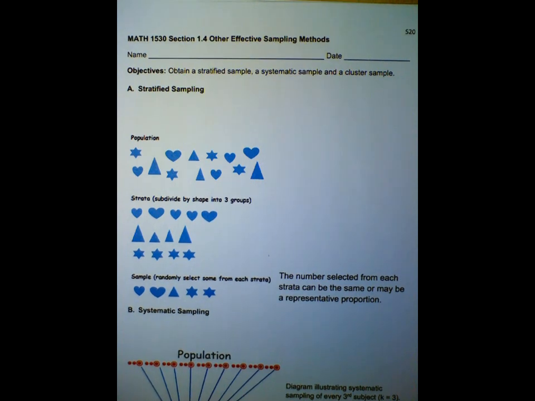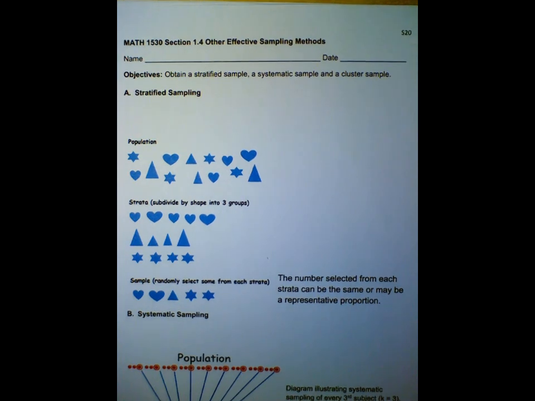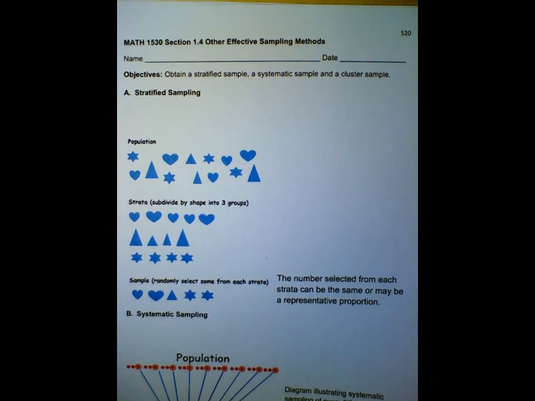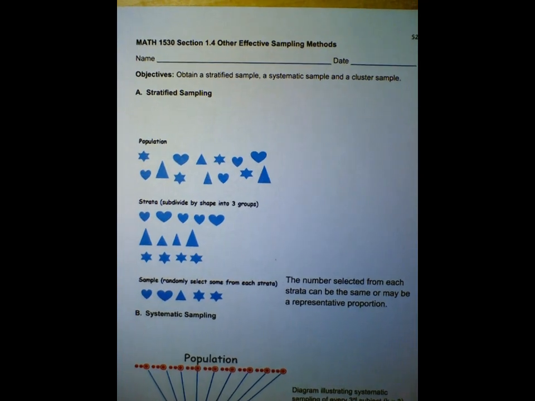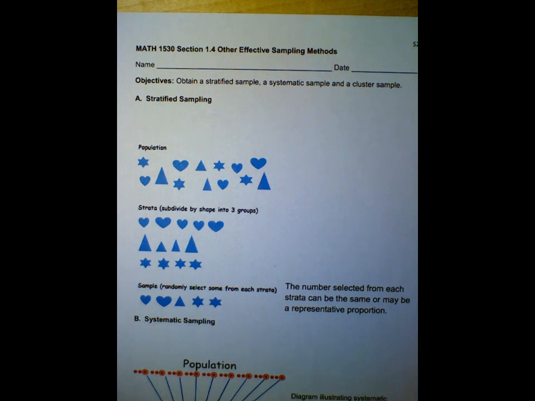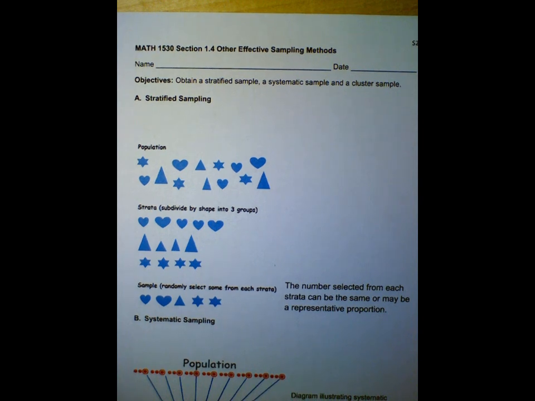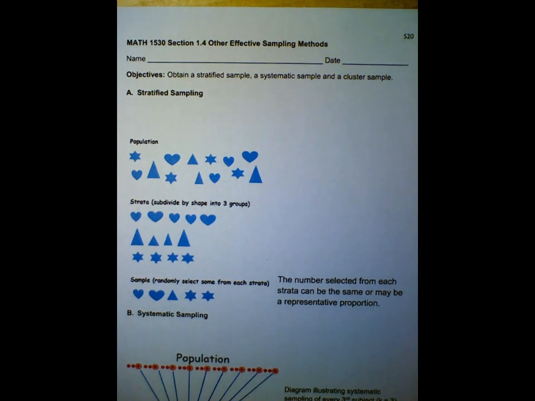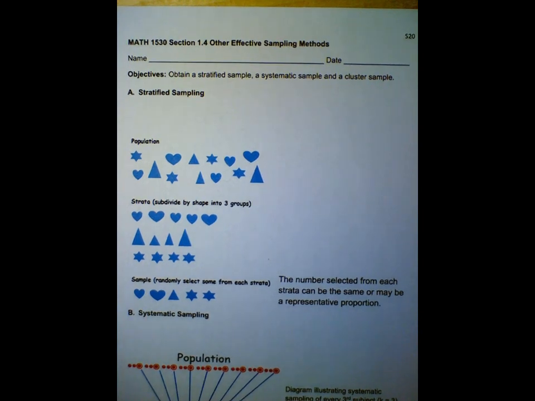We're continuing now with section 1.4, other effective sampling methods. So we want to look at other ways to sample besides the random sample and simple random sample we saw. There are others. We won't be using them after chapter 1, but we need to recognize them. Okay, so let's look at the definition.